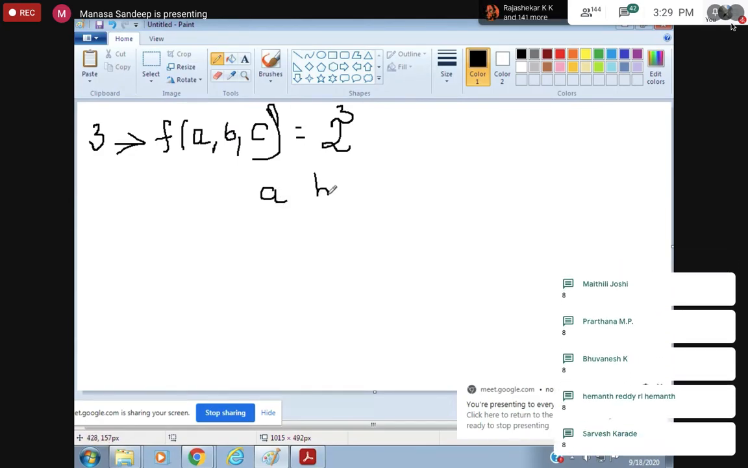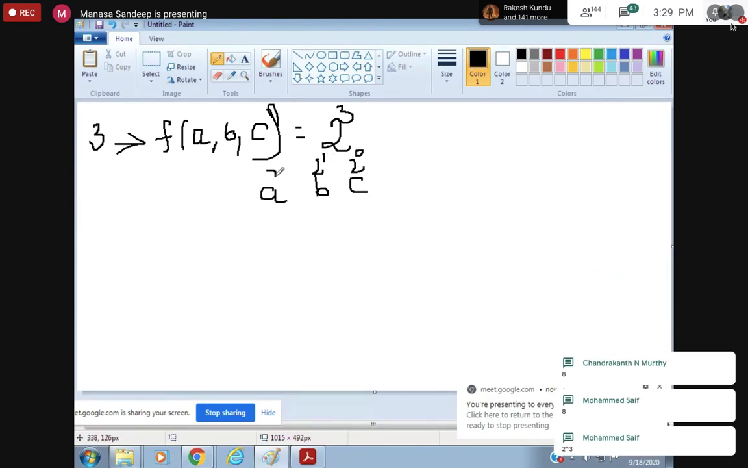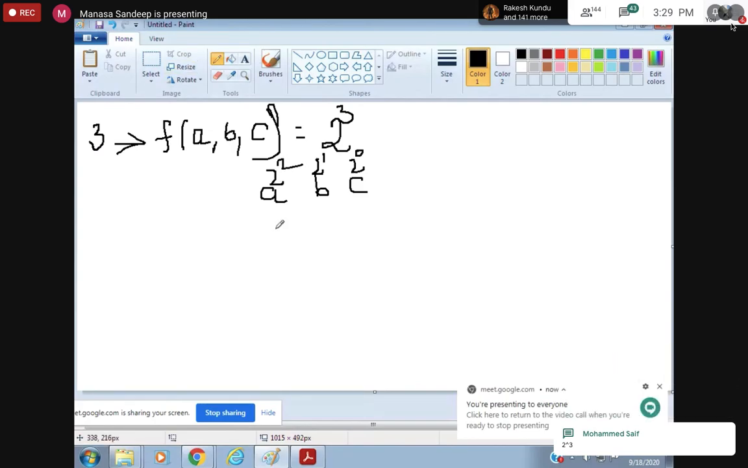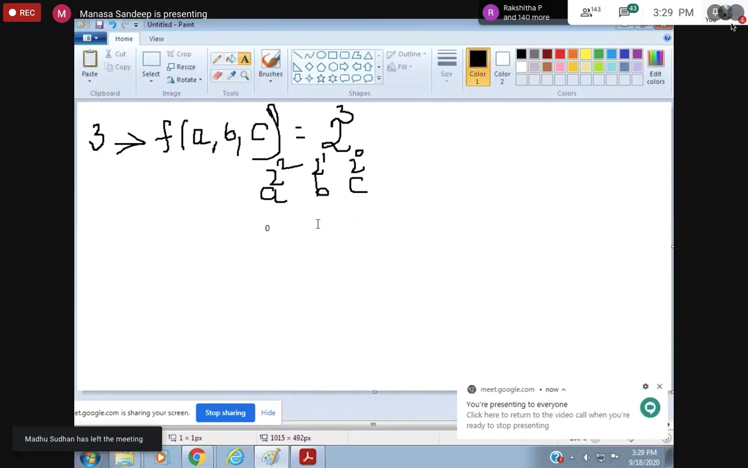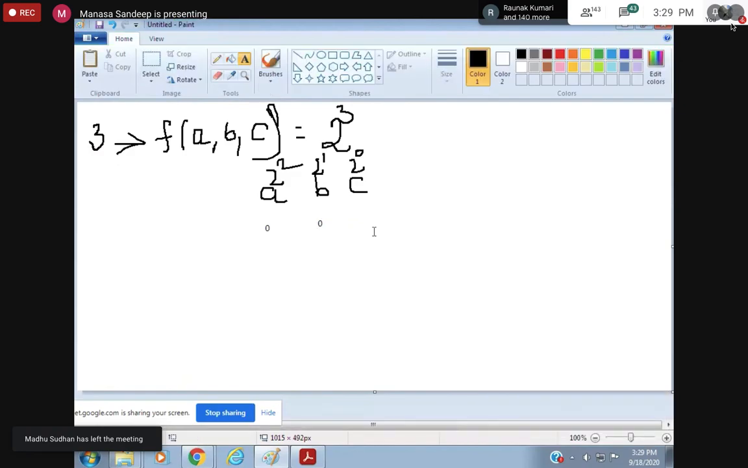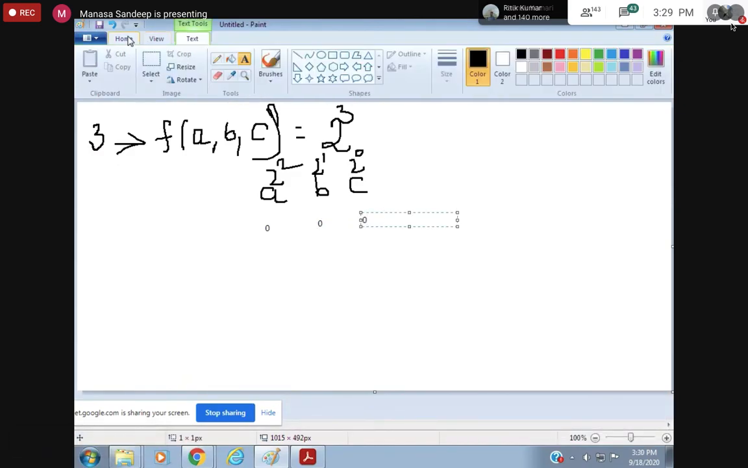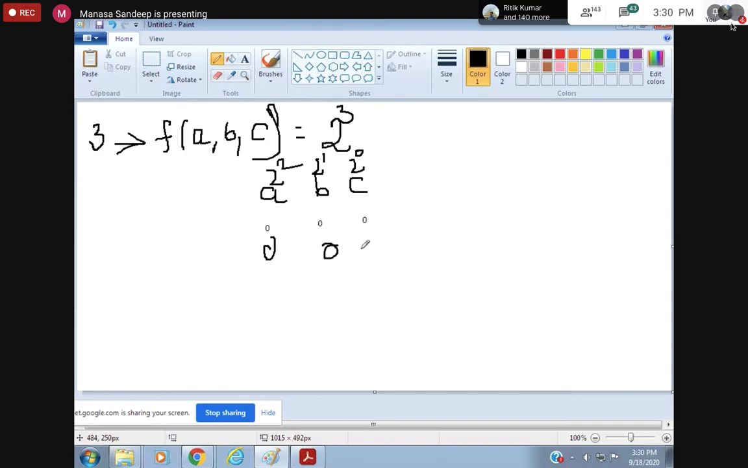When you write A, B, C, this is 2 power 0, this is 2 power 1, this is 2 power 2. So what is this? This will be 0 0 0, 0 0 1, 0 1 0. This is 2, I'm writing 1, 2, 3. This is 4. You should know how to write 4. It's not that you simply write 4 like this. You should know how to write 4. Got it?